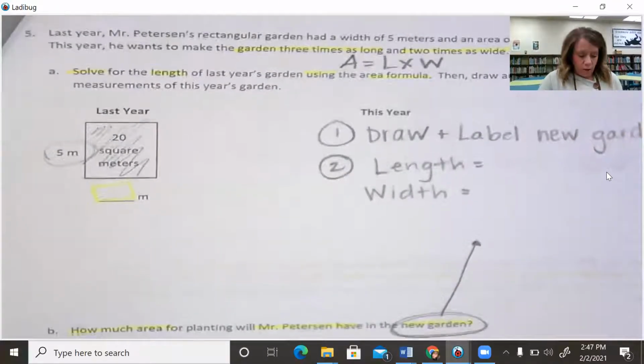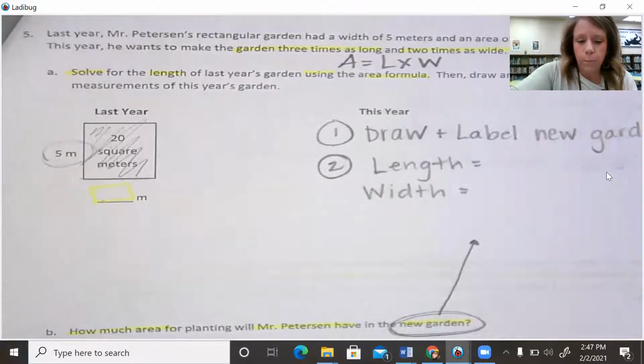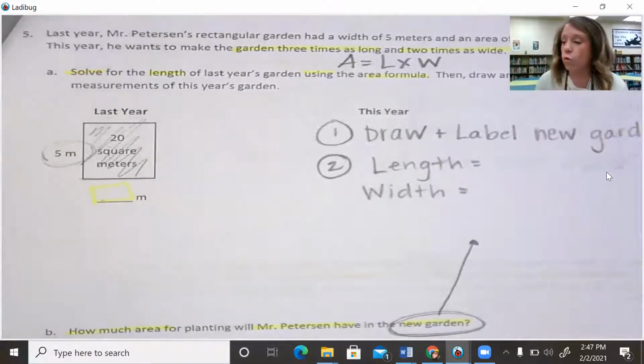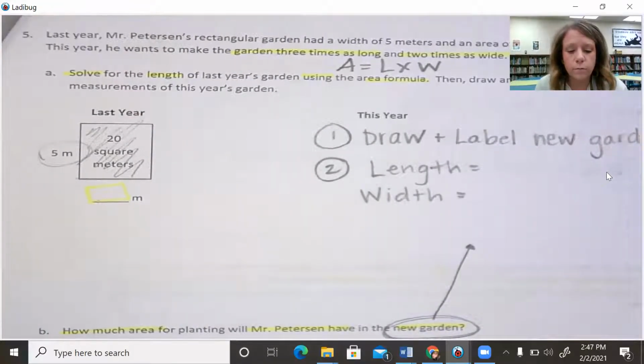Last year, Mr. Peterson's rectangular garden had a width of 5 meters and an area of 20 square meters. This year, he wants to make the garden 3 times as long and 2 times as wide. Solve for the length of last year's garden using the area formula. Then draw and label the measurements of this year's garden.